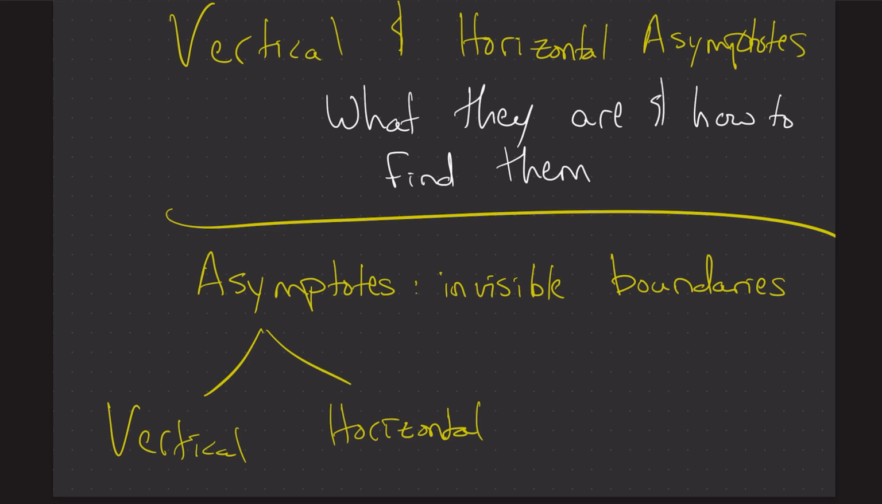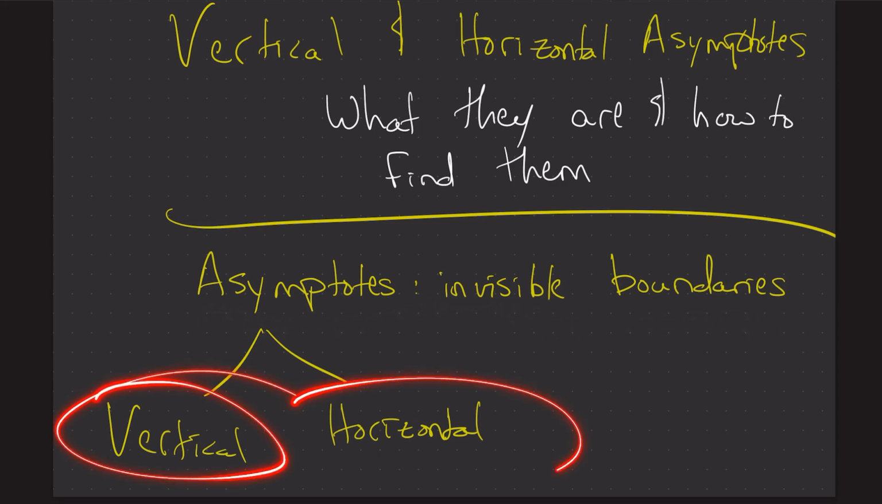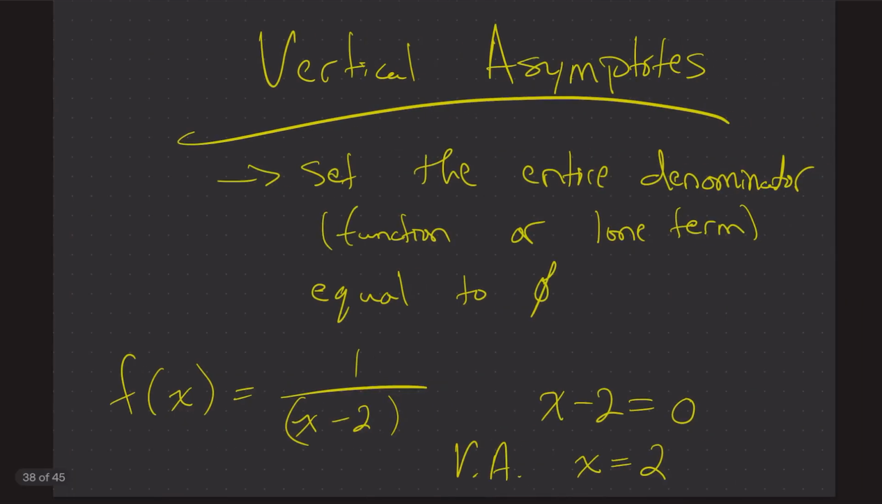Let's talk about vertical and horizontal asymptotes, what they are and how to find them. Asymptotes are invisible boundaries. They come in 2 varieties, the vertical and the horizontal asymptotes. In order to find the vertical asymptote, we're going to set the entire denominator, that is the function or that lone term, equal to 0. So when f of x equals 1 over x minus 2, we take that x minus 2 and we set it equal to 0, and then solve it algebraically. Vertical asymptote is x equals 2.